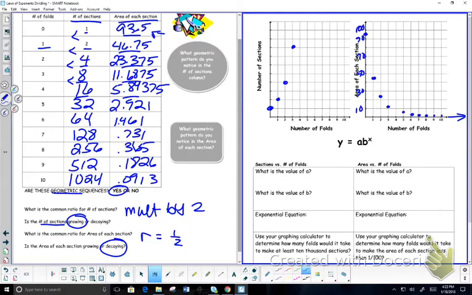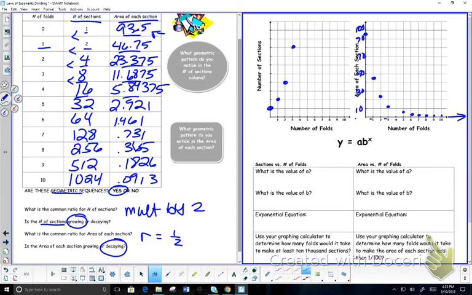So long as I'm folding, I will always have some kind of area, because for me to have no area means that the paper doesn't exist. And since the paper does exist, the longer I go, the more I fold, the smaller the area gets, but it will never actually reach 0. It will simply get really, really close to 0.